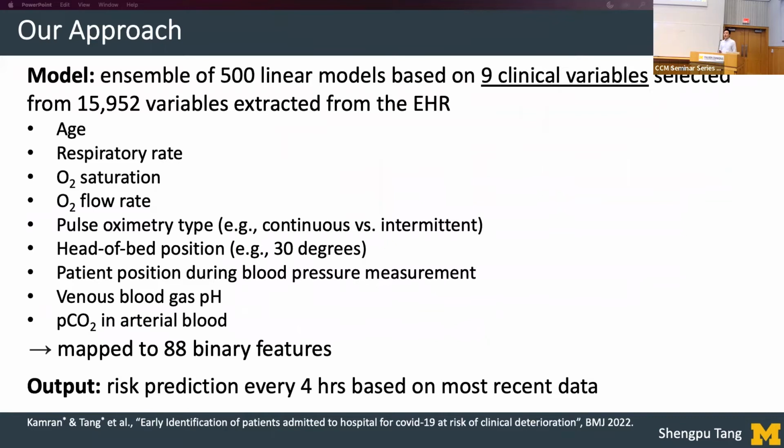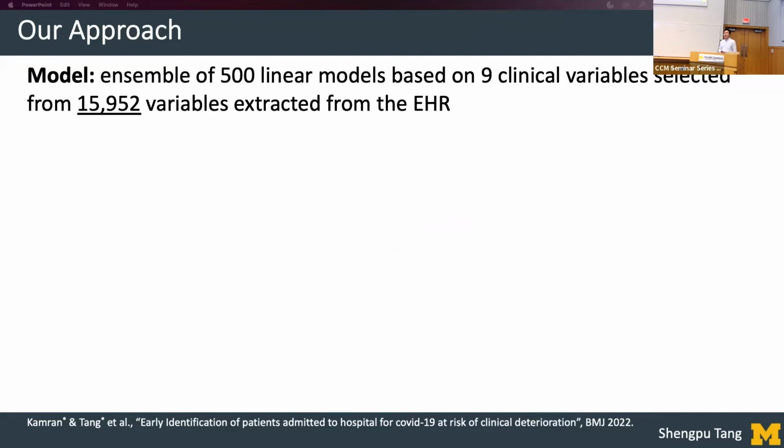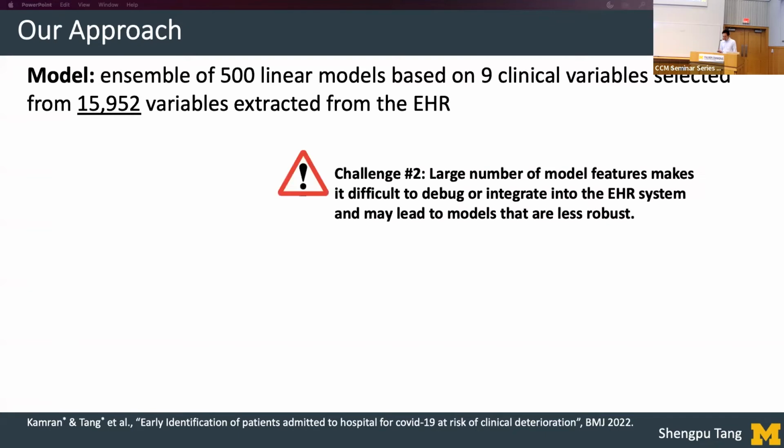Our final model is an ensemble of 500 linear models based on 9 clinical variables. But this is not what we started with. At the beginning, we leveraged the entire contents of the EHR, which consisted of over 15,000 variables. And using these many features can certainly help us learn accurate models, but it also poses various challenges in terms of debugging and integration into the EHR system, and it may lead to models that are less robust.